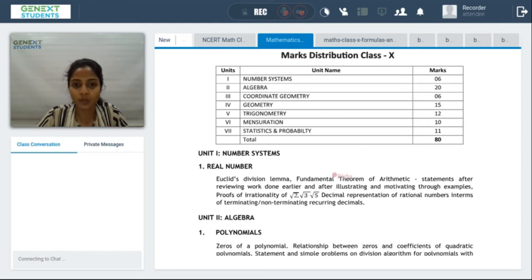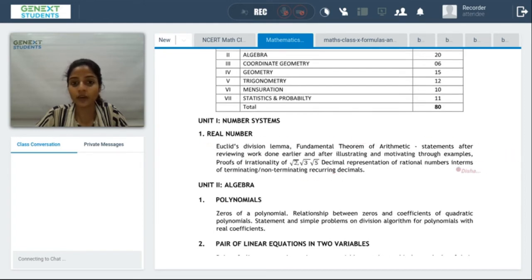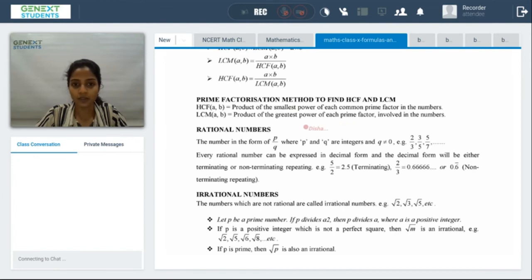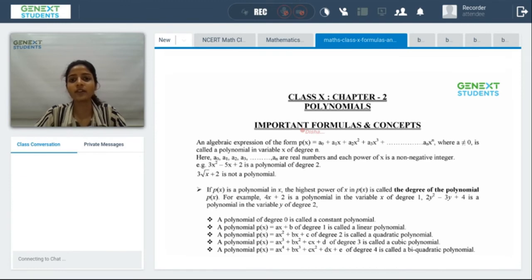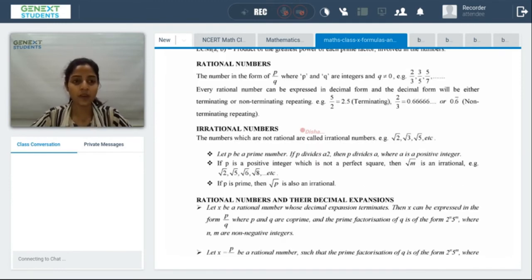As given over here, we have different things, like this one very important question, as I told you. So there are very few things. We have only two or three things that are very important in real numbers. The first one was Euclid's lemma, the second is finding the LCM and HCF, and the third is proving that a number is an irrational number. If you have any doubts, you can just raise your hand or write it in the chat.